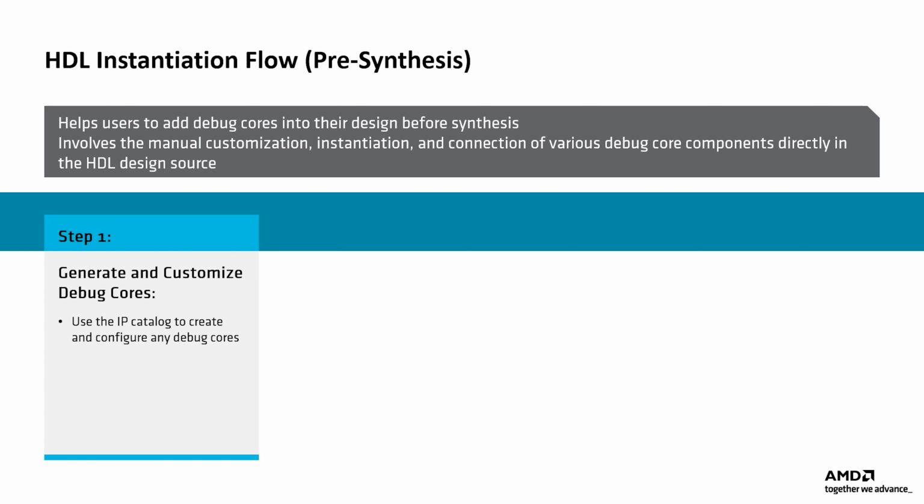Customize a debug core by double-clicking it or right-clicking and selecting Customize IP. In the customization window, assign a component name and configure settings like probe port count and width for ILA or VIO cores. After customization, generate the debug core IP to add an .xci source file to the project.